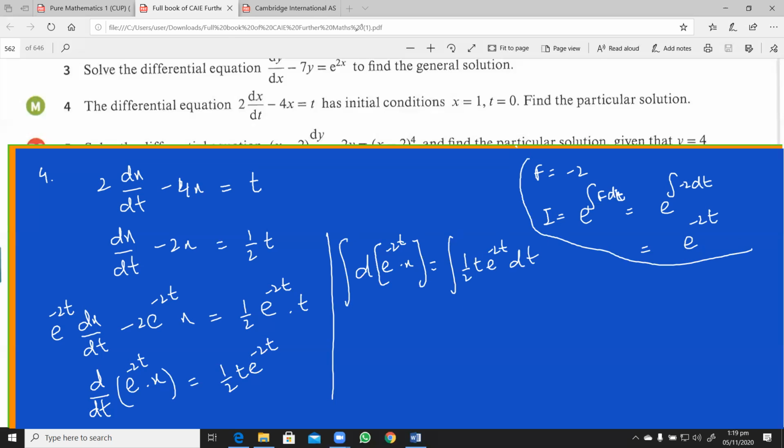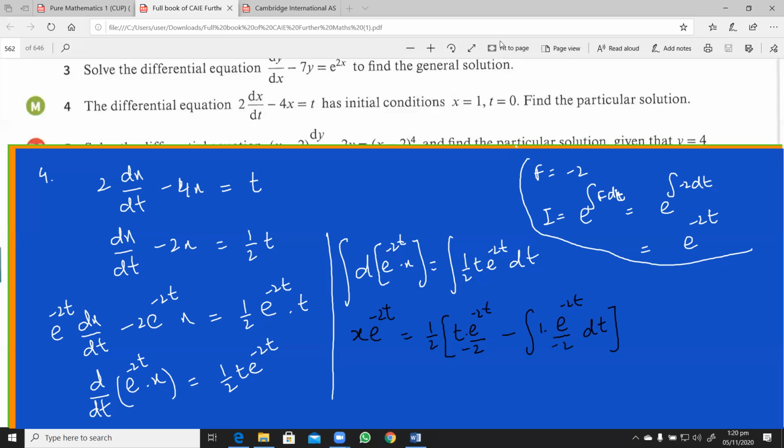So the left hand side will now be just x e raised to power minus 2t. Let me write this. And I'll be quickly doing that integration by parts. So this will be t e raised to power minus 2t over 2 minus the integral of 1 e raised to power minus 2t, oh, there should be minus 2 here, over minus 2 dt.